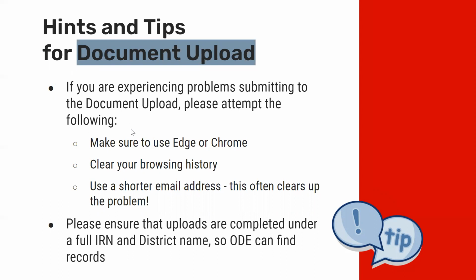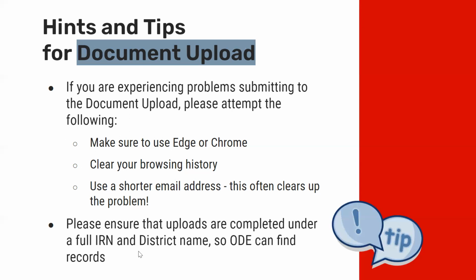And this is a really strange one, but we really appreciated ODE telling us this. For some reason, if you upload a document and you provide an email address that is too long, the system will not like that. And so, although this is a strange fix, if you have a long email address and you keep finding an error, see if you can find someone else on your team that has a shorter email address that you can substitute, and you probably will be able to clear that error. We're not sure why that is, but that's a helpful workaround.